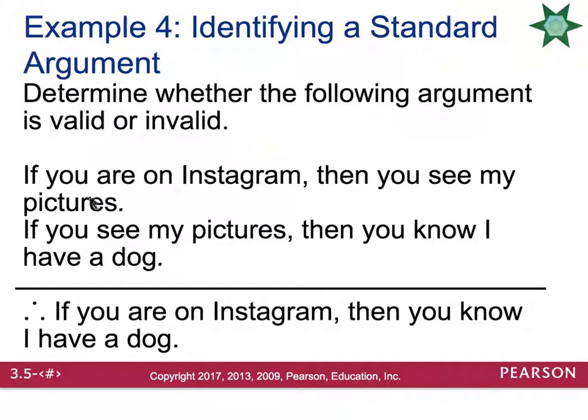Okay, so let's identify our standard argument. We'll see if this argument is valid. The first premise says, if you are on Instagram, then you see my pictures. The next premise says, if you see my pictures, then you know I have a dog. The conclusion is, if you are on Instagram, then you know I have a dog. So this is actually one of the valid arguments we looked at.